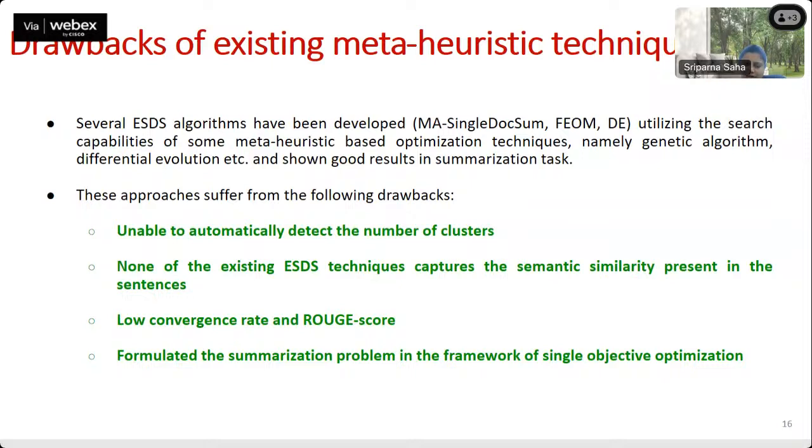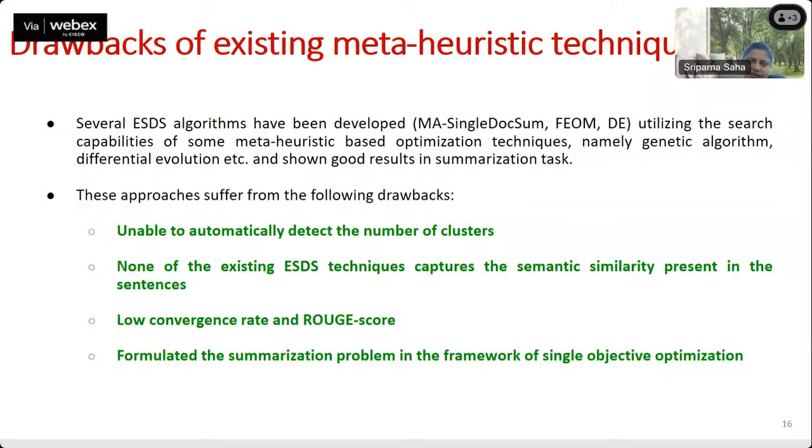And the second is that none of the existing approaches cluster the sentences in the semantic space. But obviously, we should do it in a semantic space, because if two sentences are semantically similar, then they should form a cluster. Also, the existing methods have a very low convergence rate, and they are not able to produce good quality summaries. So basically, when we are clustering the sentences into meaningful clusters, we optimized multiple objective functions.